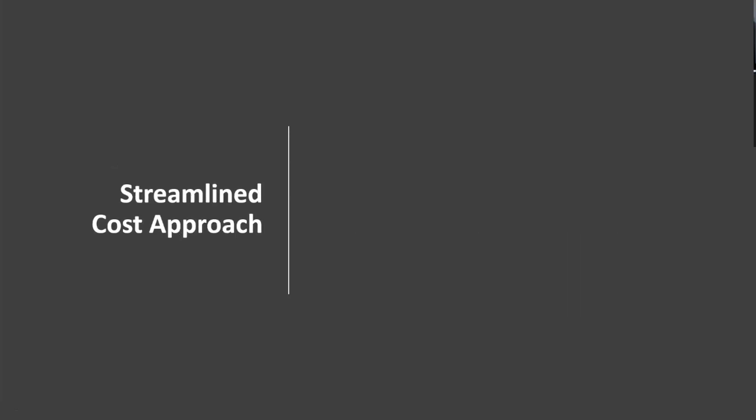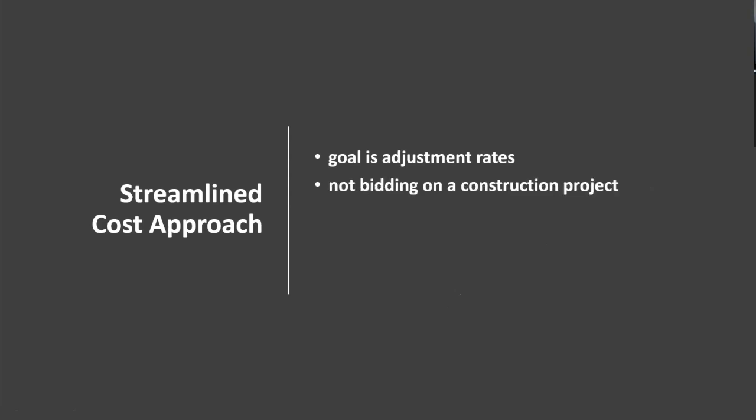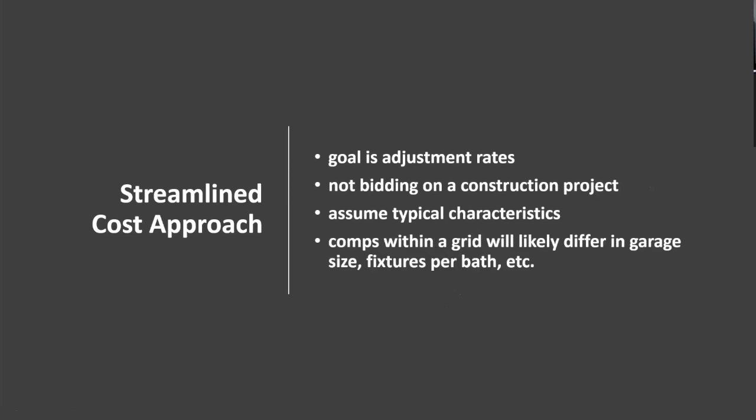So the streamlined cost approach, again, the goal is adjustment rates. It's not bidding on a construction project. We assume typical characteristics. And I guess the reason is because even the comps within the grid are going to have different sizes, garages, different fixtures per bath. There's differences within the grid, and I guess that's why we need at least 3 comps, because there's differences, okay? They're not all model matches.